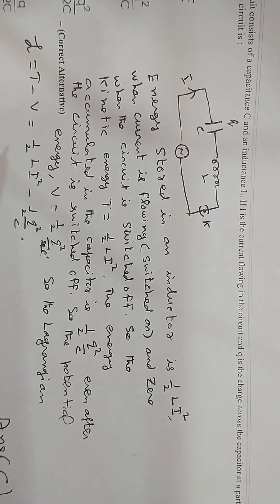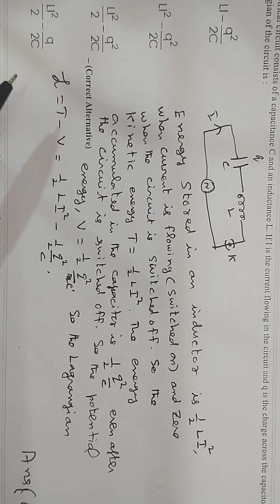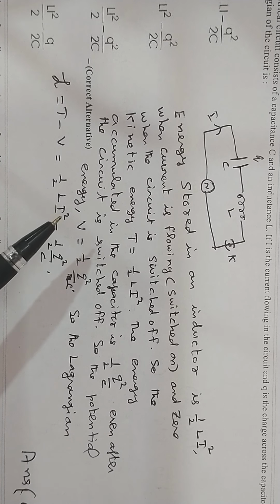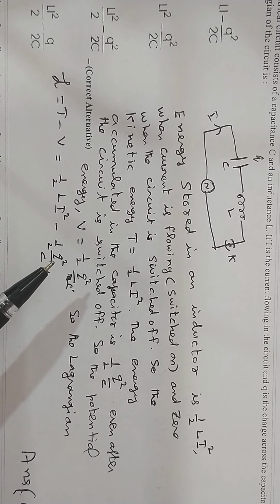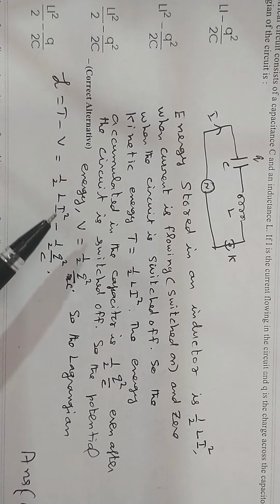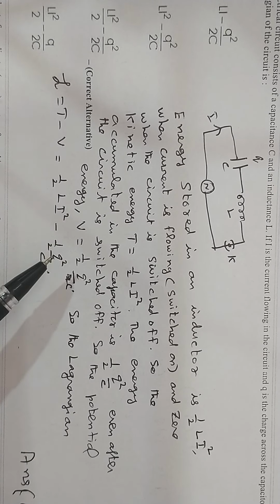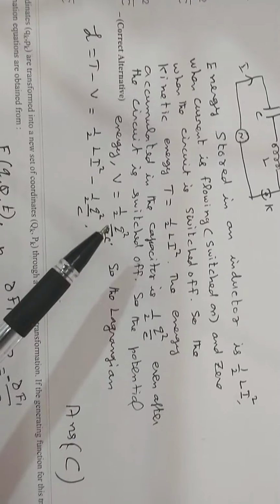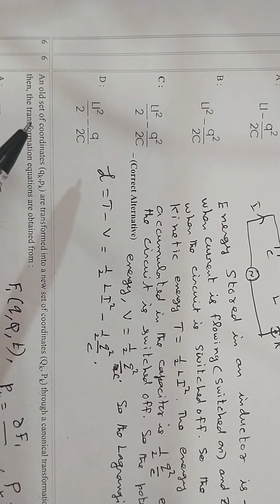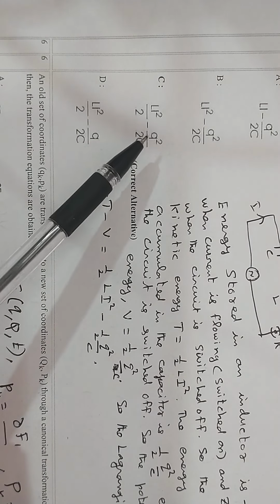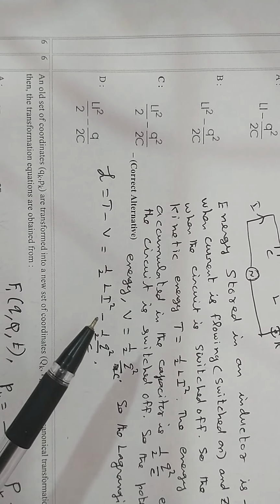So the Lagrangian of the system is L = T minus V. T is the kinetic energy and V is the potential energy. Kinetic energy is half L i^2. Potential energy is half Q^2 by C. So T minus V is your expression for the Lagrangian. The option C is given here. So option C is the correct one.